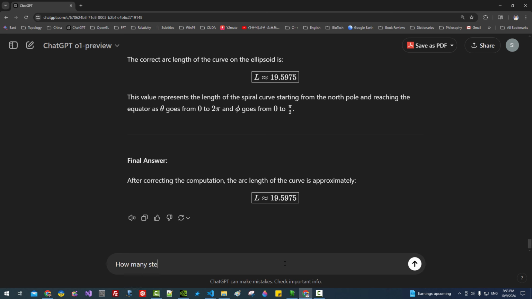How many steps n did you use to divide the integration interval in your above computation?